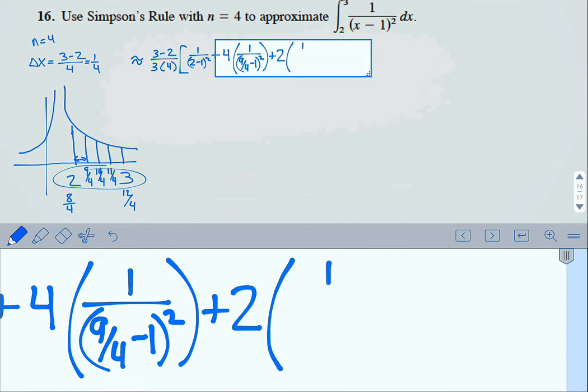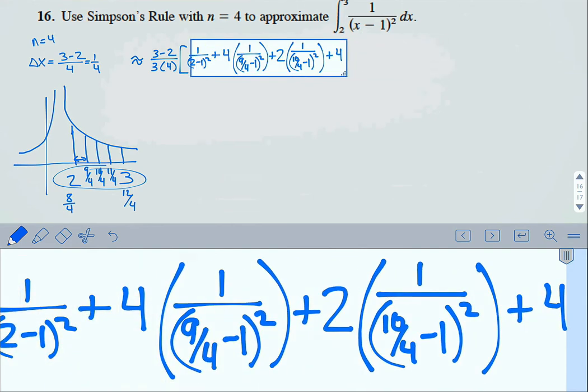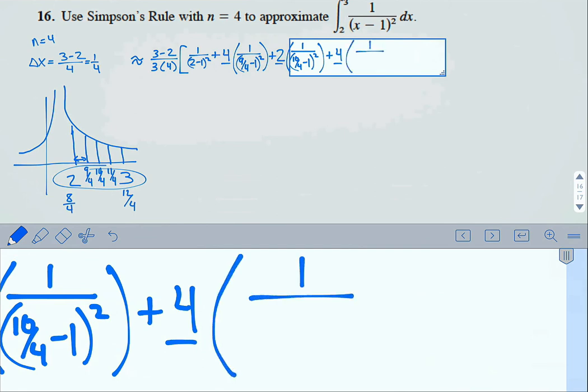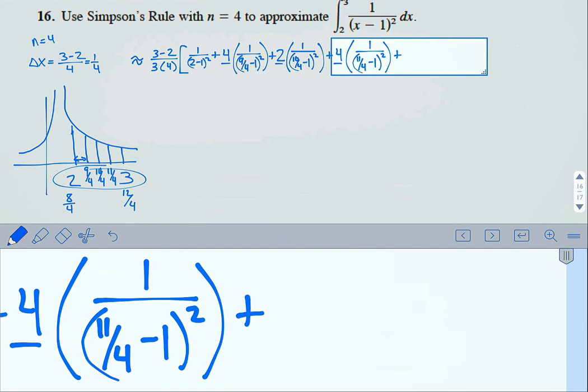We plug in our next x value, which is 1/4 more. So 1 over (10/4 minus 1) squared. And then back to 4. So you can see the coefficient pattern alternates 4, 2, 4. And it's going to be 1 over, well, 1/4 more than 10/4, so (11/4 minus 1) squared. And then for our final interval, we're back to the coefficient of 1. So we're going to have 1 over, and we can do (3 minus 1) squared.